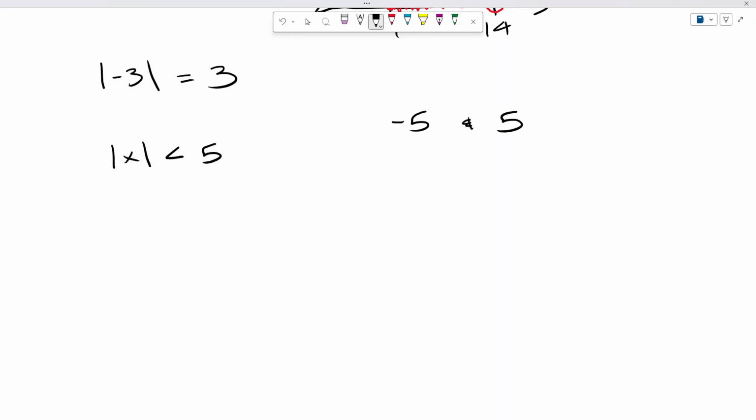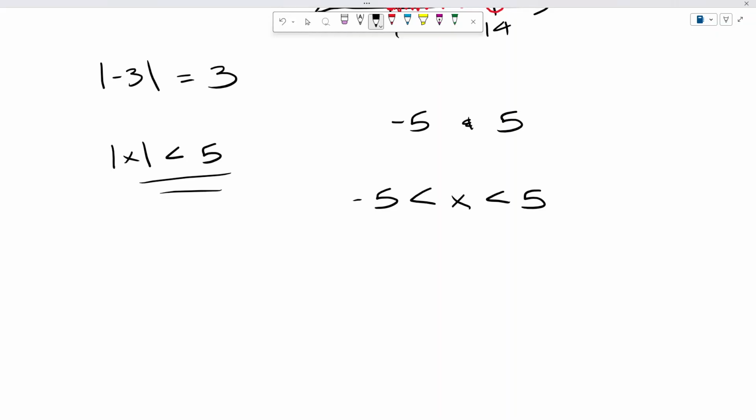So if we write this out, x would have to be less than 5, but greater than -5 in this case. All right, because we're not including, obviously, -5 and 5, but everything in between those values would get us fewer than 5 units away from 0, which would satisfy what we're looking for, absolute value of x less than 5.